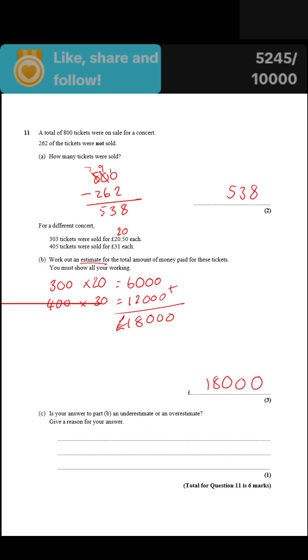On to part C. Again, Edexcel love a question where it asks about an underestimate or an overestimate. It says, is your answer to part B an underestimate or an overestimate, and give a reason? So it's an underestimate, and the reason for that is we've rounded down on each value.